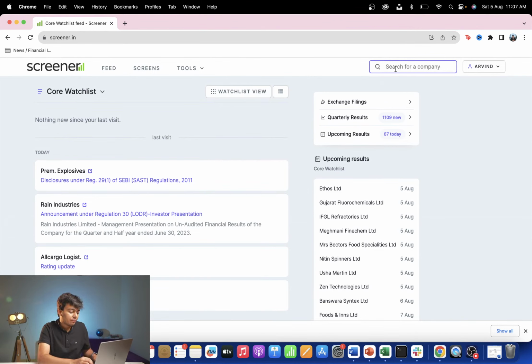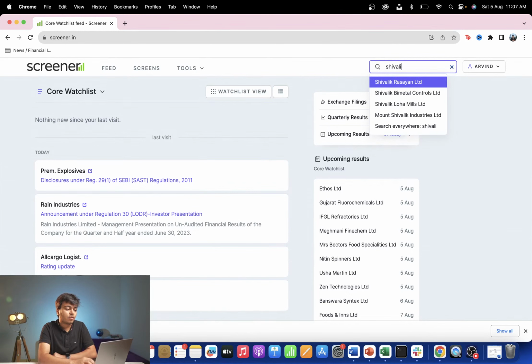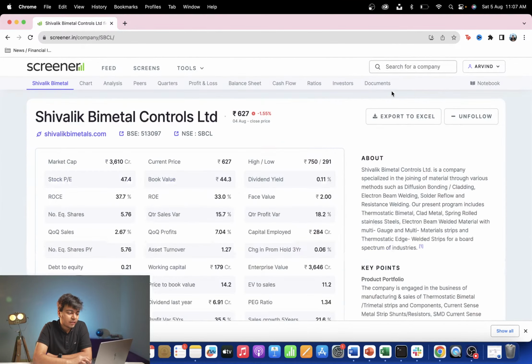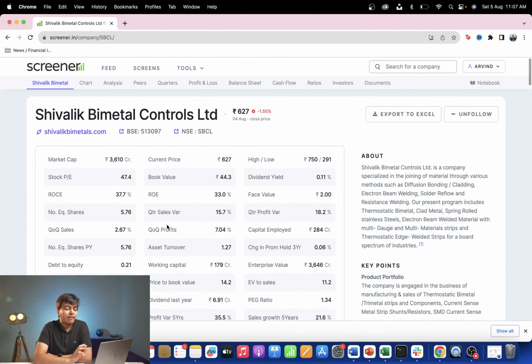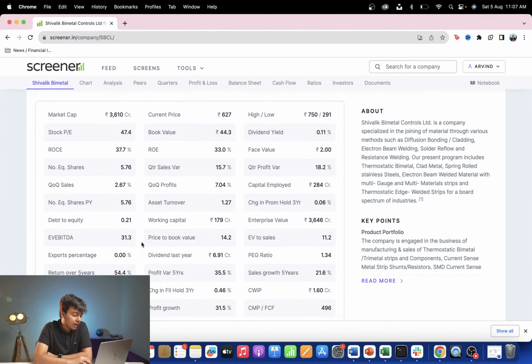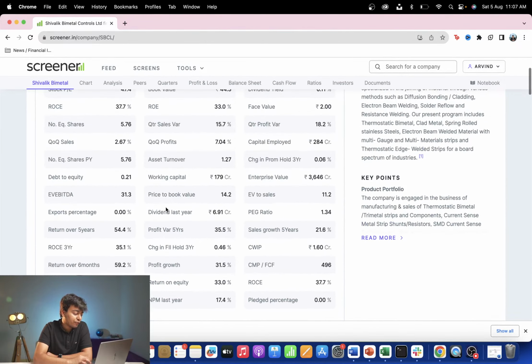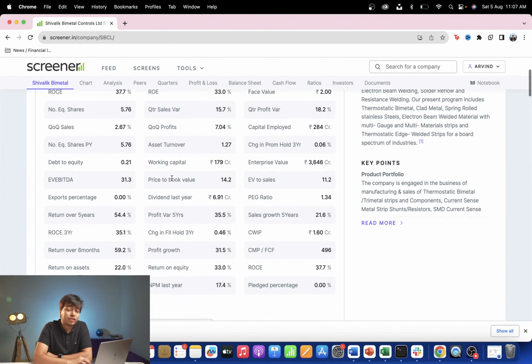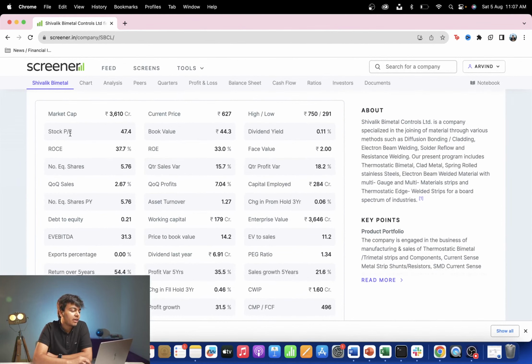So to begin with, let's just pick up a very small cap stock, goes by the name Shivalik Biometals. I've entered the name, and the moment I entered the name, I can see a plethora of fundamental pointers about the company, be it the market cap, the stock P/E, the ROCE, or the ROE.